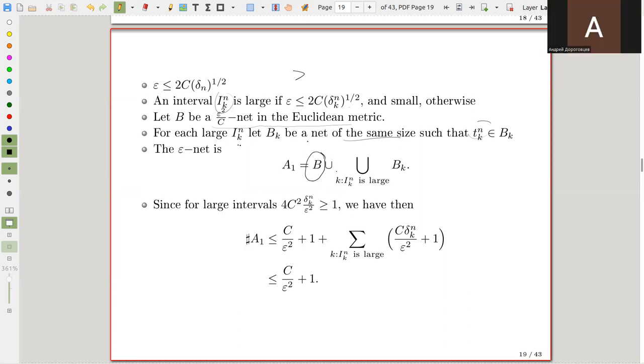So, this is our epsilon net. On large intervals, we have this estimate. So, we have the uniform part of our net, and we have some of the large intervals. But since they are large, now C changes its value from line to line. You need to do some meddling with it to guarantee the resulting estimate is just epsilon in the end. But it's just C everywhere. I do not care about its precise value.